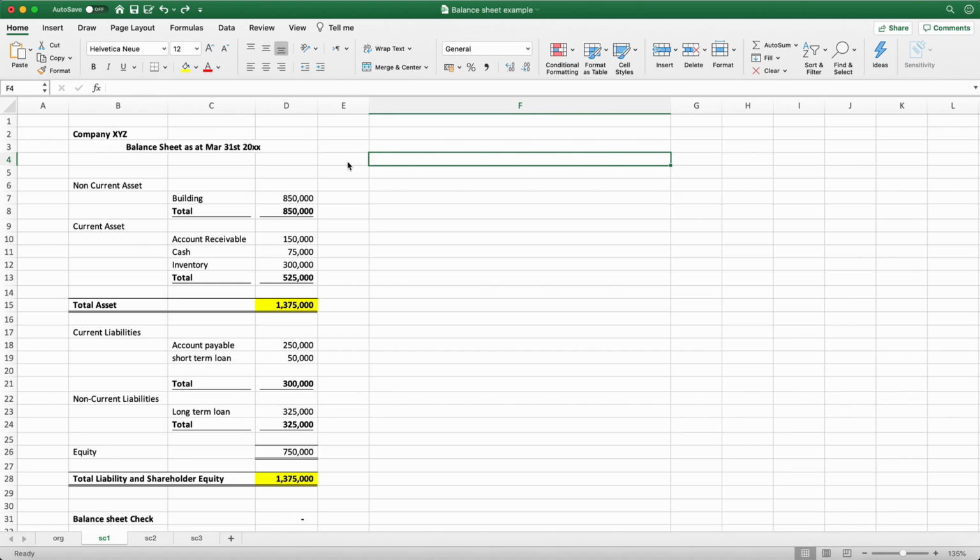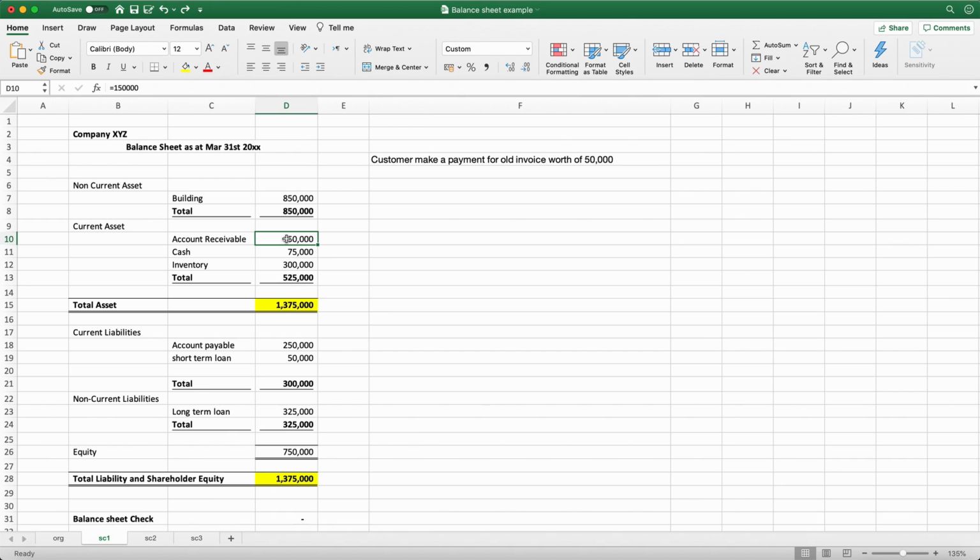Our first scenario is a customer makes a payment for an invoice worth 50,000. So we have one of our customers who paid us an invoice, and the value of the invoice is 50,000. This transaction is going to impact two accounts. One account is account receivable and the other account is cash.